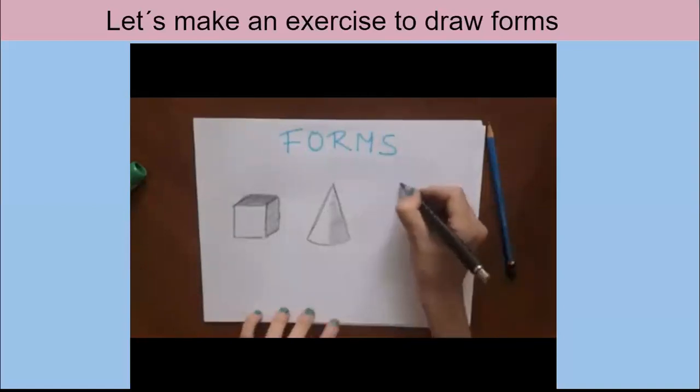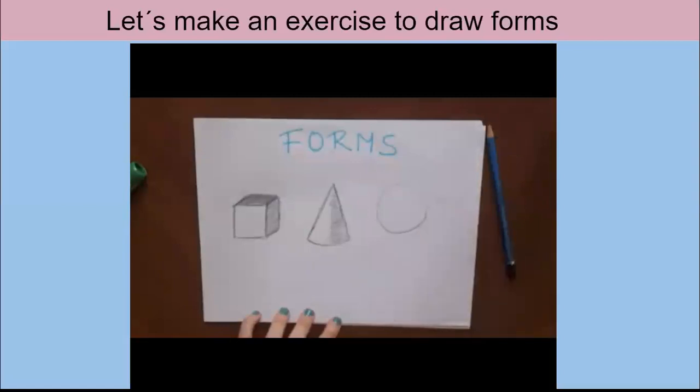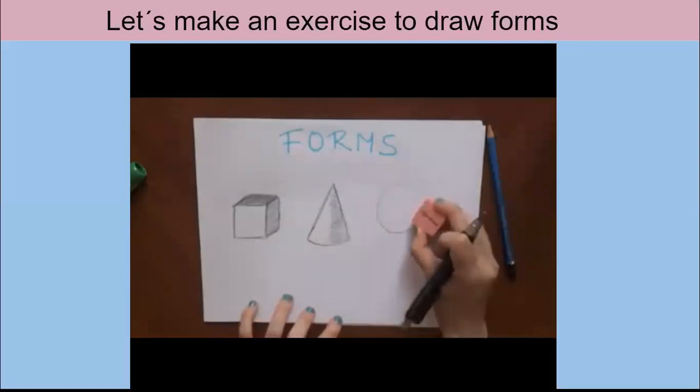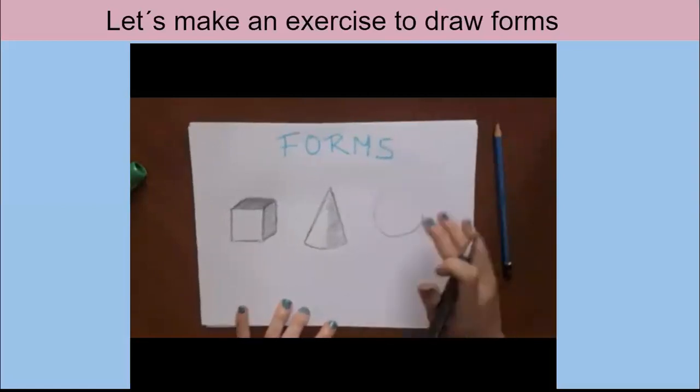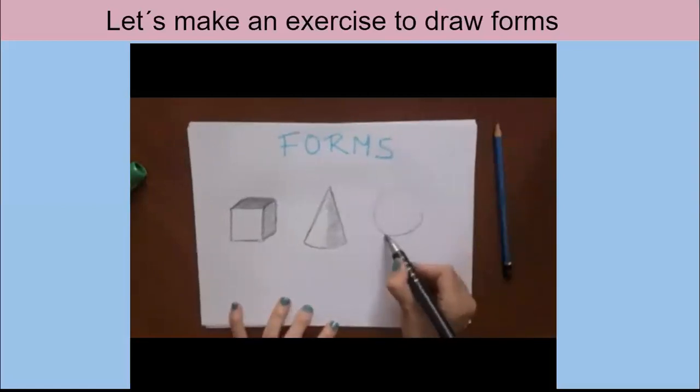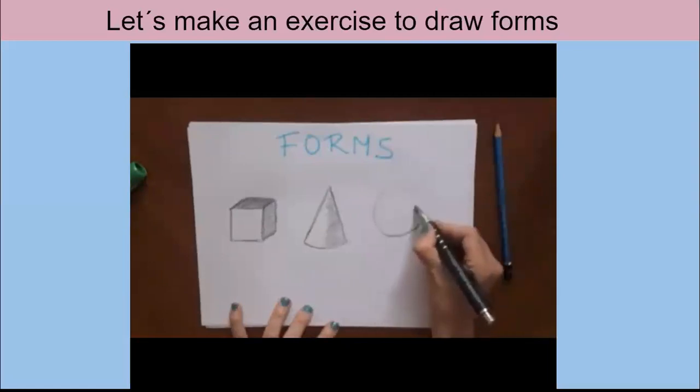Now we're going to do the sphere. The sphere is a circle. Try to do the circle by yourself. No compass, no help. It's a circle, but it's going to look three-dimensional. How is it going to look three-dimensional? With the shade. For example, the shade is going to go from here to here.